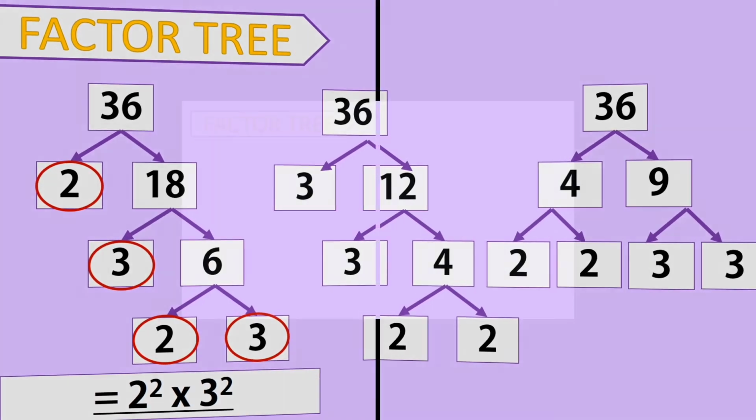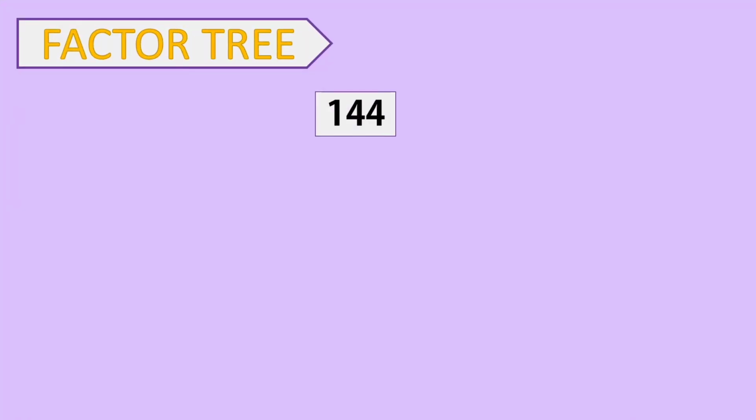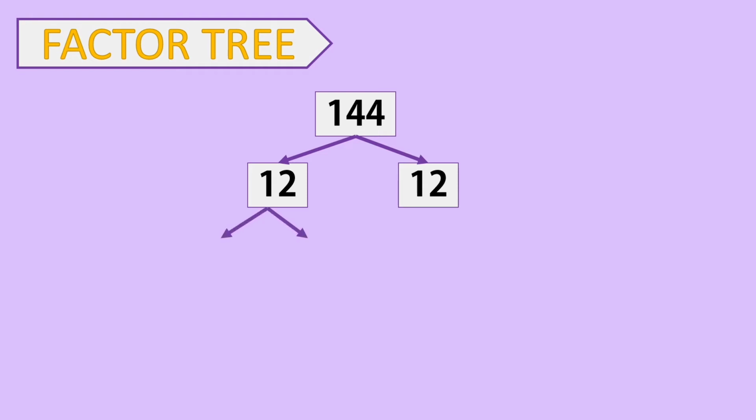Let's have another example. So here, we need to get the prime factors of 144. Again, we need to break down 144 into two factors. So think of two numbers that when multiplied to one another will get the answer of 144. So we can use 12 and 12 as factors of 144.